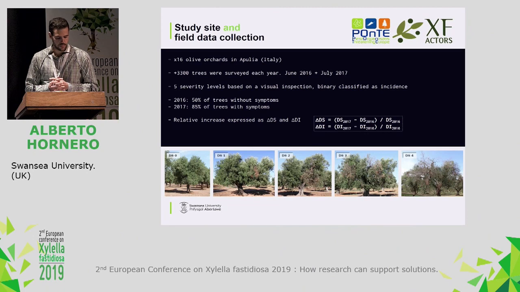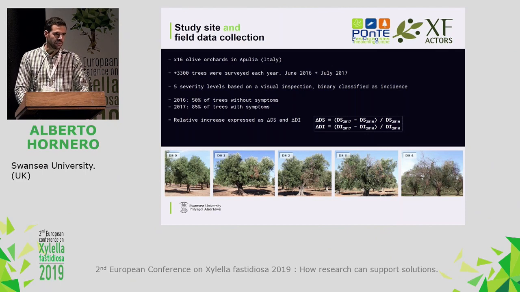In order to study this temporal variation, we introduced a new term, the relative increase in Xylella infection, and we express it as delta DS and delta DI for the increment in disease severity and disease incidence, respectively. So here, values greater than 0 for delta DS and delta DI imply an aggravation of visual symptoms. A value of 0 corresponds to orchards with no significant changes, and values below 0 indicate a decrease in visible symptoms, which never happened in our study.